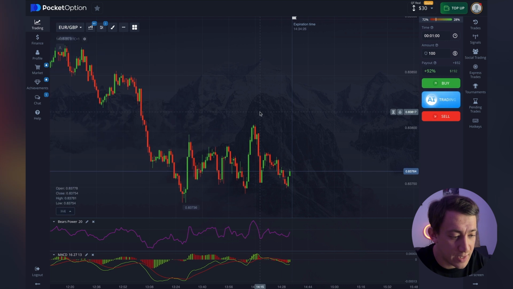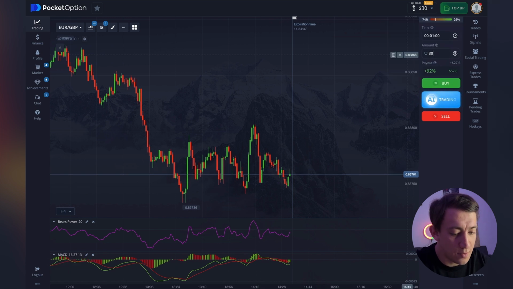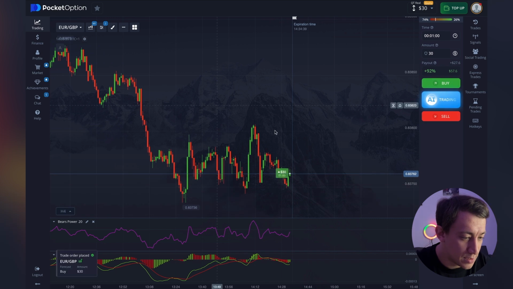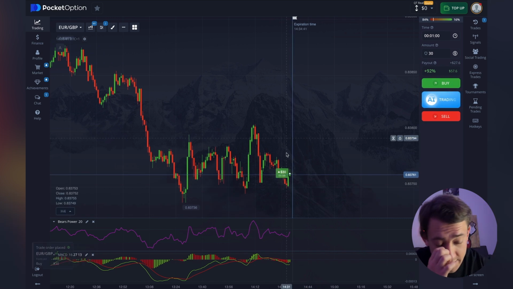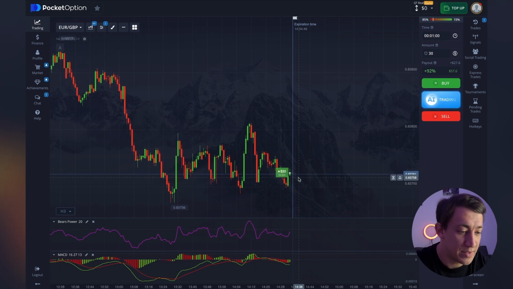Today I want to increase my deposit, and so I think that all must be okay and all must be all right. So I have only $30, and I am going to an upward position, with a 1 minute expiration time.